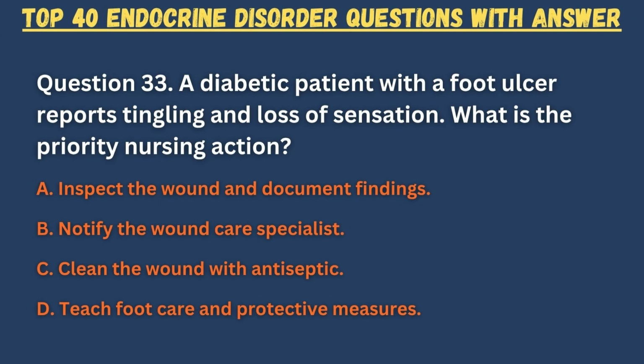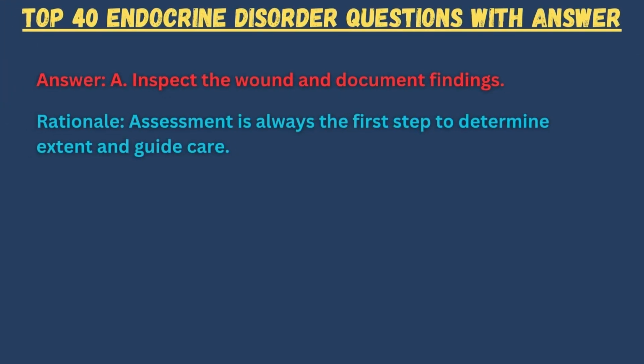Question 33. A diabetic patient with a foot ulcer reports tingling and loss of sensation. What is the priority nursing action? A. Inspect the wound and document findings. B. Notify the wound care specialist. C. Clean the wound with antiseptic. D. Teach foot care and protective measures. Answer: A. Inspect the wound and document findings. Rationale: Assessment is always the first step to determine extent and guide care.